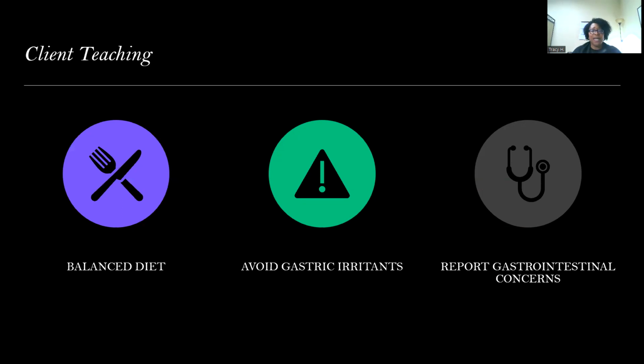And if the patient has any gastrointestinal concerns, please tell them to promptly talk to their healthcare provider, because we really want to make sure that our patients are informed about their healthcare.